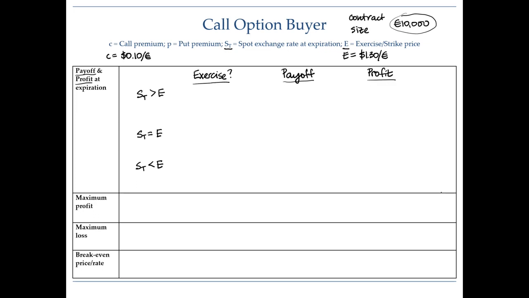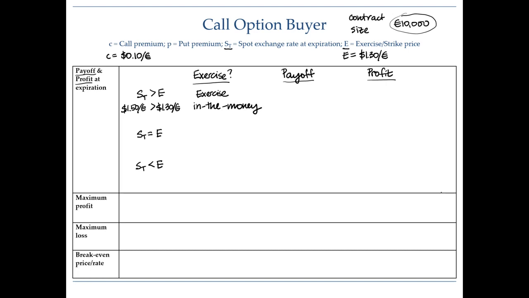So let's use some numbers. In the future, let's say the future spot rate happens to be $1.50 per euro. So this is obviously greater than your exercise rate of $1.30 per euro. So the question is, will you exercise in this case? And the answer is yes. You always want to buy things at a lower price. So instead of going to the spot market and buying euros for $1.50, you can buy them for $1.30 by exercising your call option. So these call options are said to be in the money in this case.